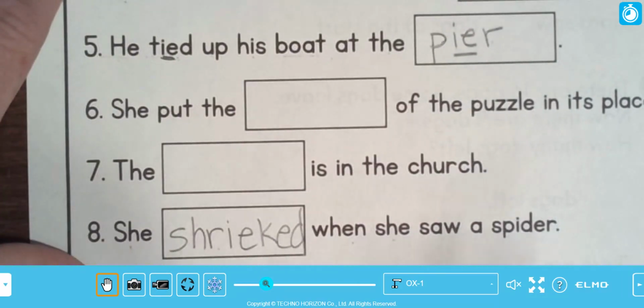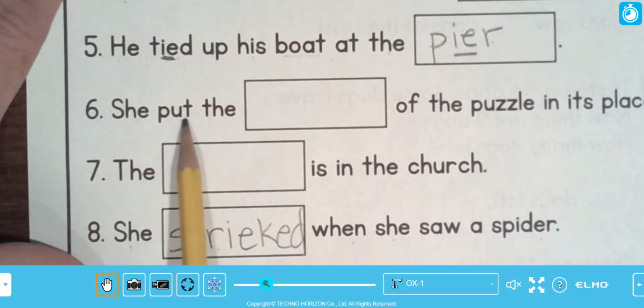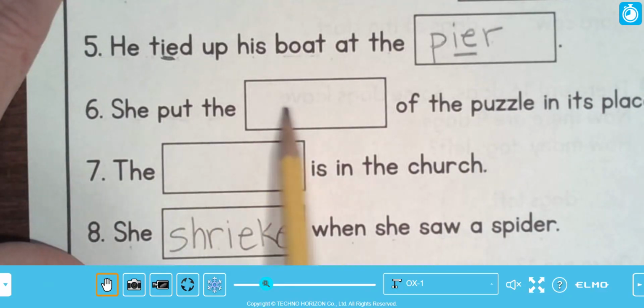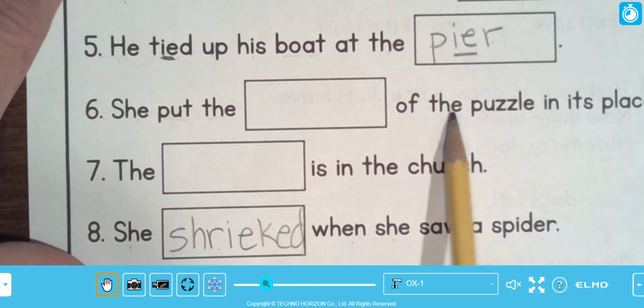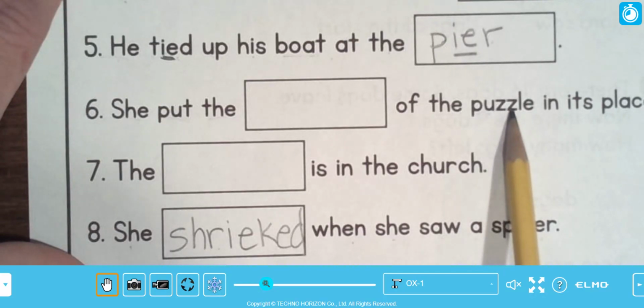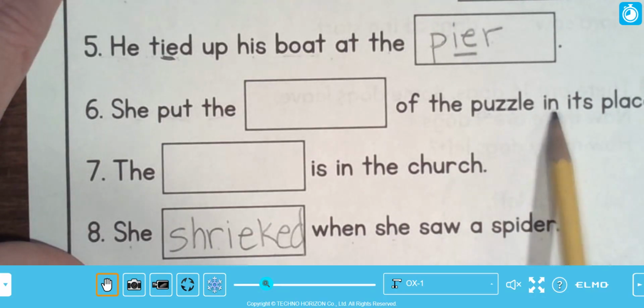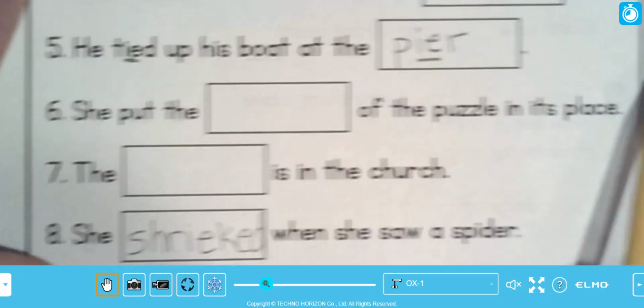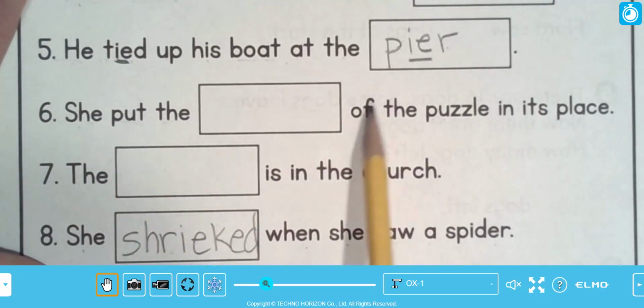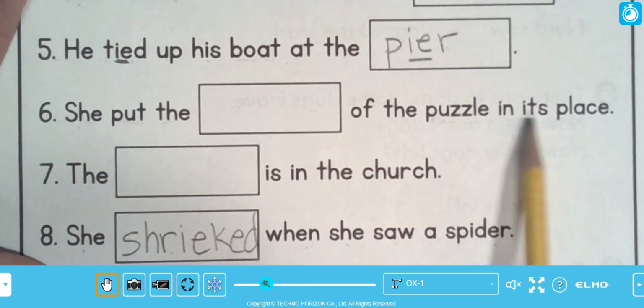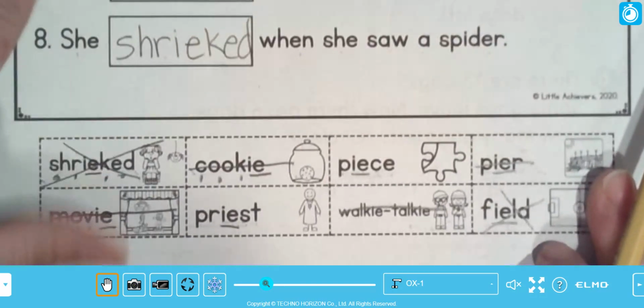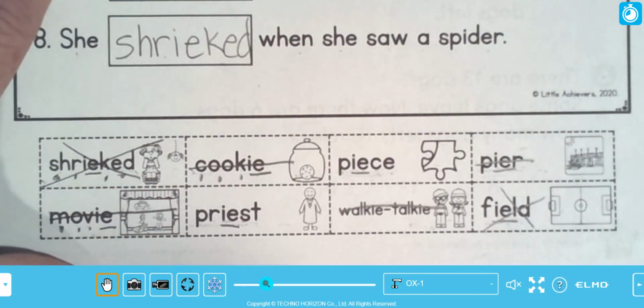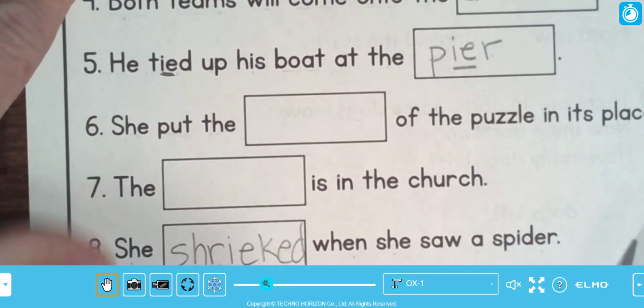So let's look at this one. She put the blank of the puzzle in its place. Let's read it again. She put the blank of the puzzle in its place. So which one do you think she put in its place? The piece or the priest? Yeah, it's going to be peace, right? Because she can't put a priest in this place. So let's put peace here.